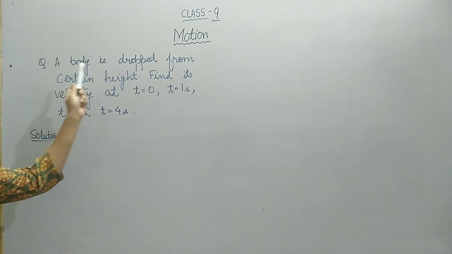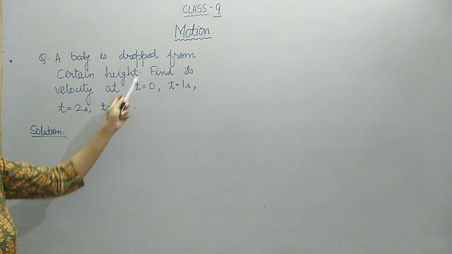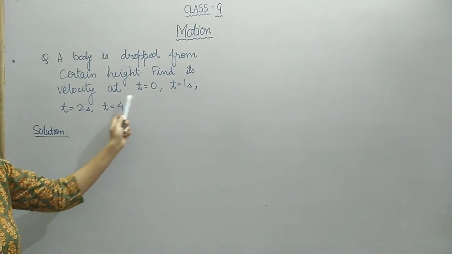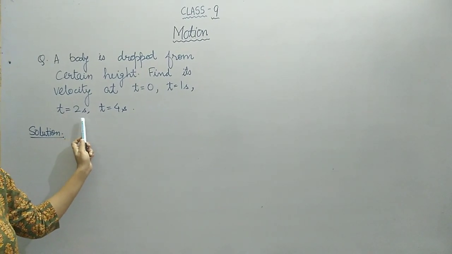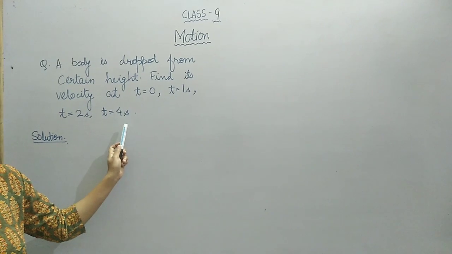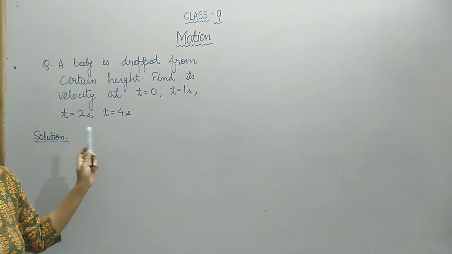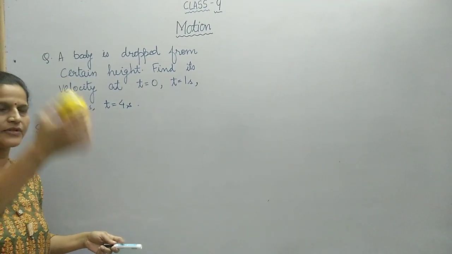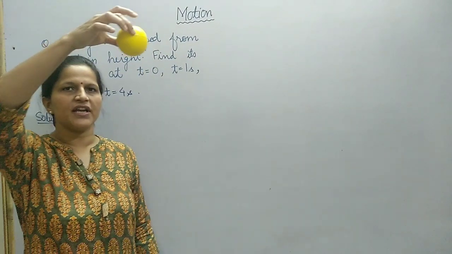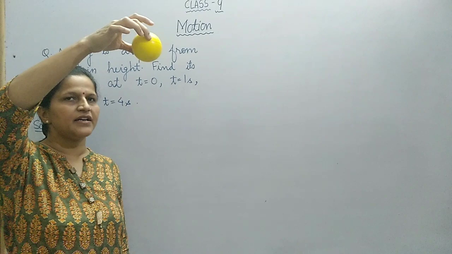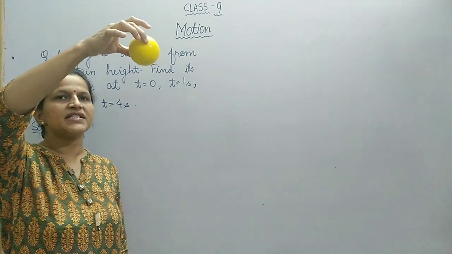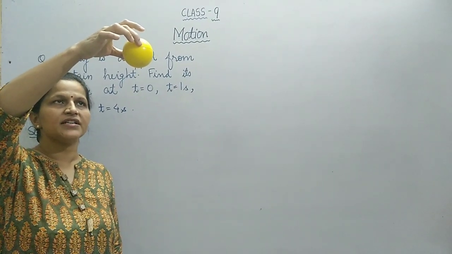Let us see an example. A body is dropped from a certain height. Find its velocity at t equal to 0, t equal to 1 second, t equal to 2 seconds and t equal to 4 seconds. These times are from the start of the fall of the body. Suppose this is the body which I am dropping. Right now when I am holding it in my hand, it is at rest. It means that the initial velocity of the body is 0.